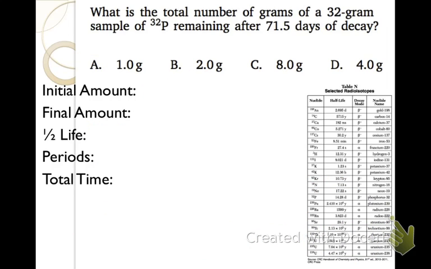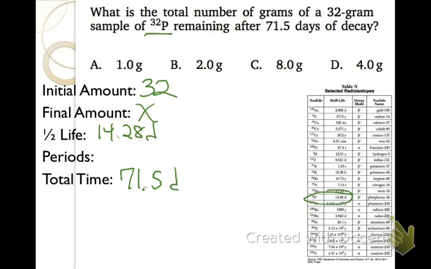Alright, and another question. What is the total number of grams of a 32-gram sample of 32P remaining after 71.5 days of decay? The total number of grams remaining is our unknown, our X. The 32-gram sample is our initial amount, remaining after 71.5 days of decay. And they tell us it's 32P, so let's go ahead and find that. 14.28, and that's in days.